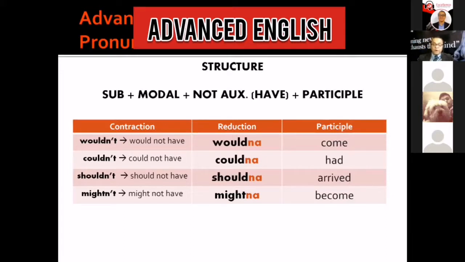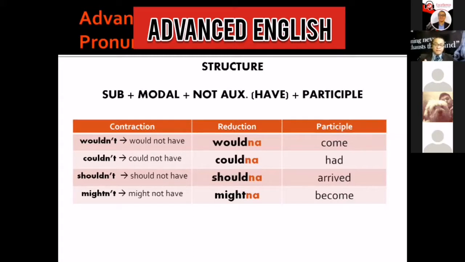Now we'll say all the participles without stopping. Wouldna come, wouldna had, wouldna arrived, wouldna become. Your turn. Good. Couldna. One by one. Couldna come. Couldna had. Couldna arrived.